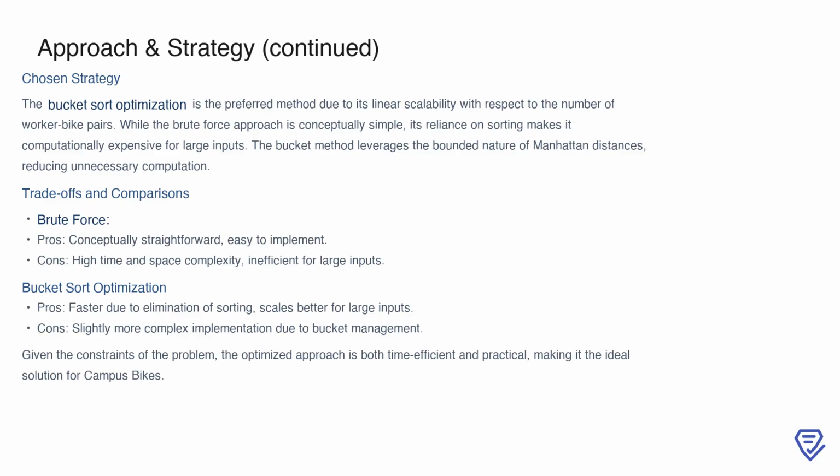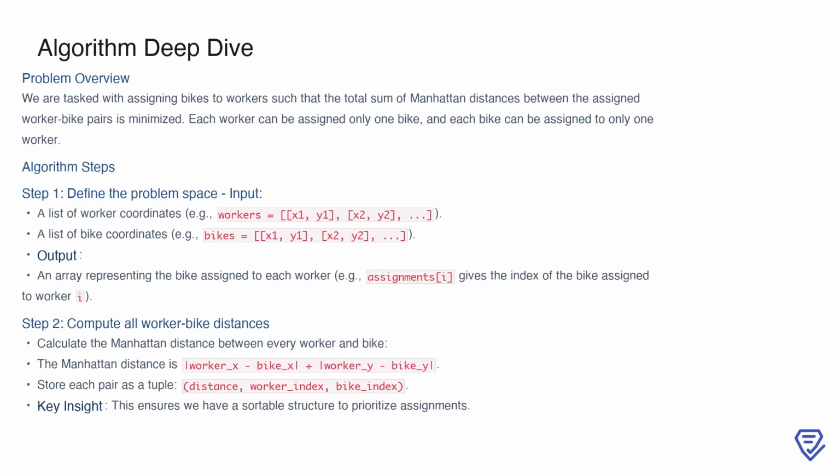In this problem, we are tasked with assigning bikes to workers in such a way that the total sum of Manhattan distances between the assigned worker bike pairs is minimized. The constraints are straightforward: each worker can only be assigned one bike, and each bike can only be assigned to one worker. To start, we define the problem space.